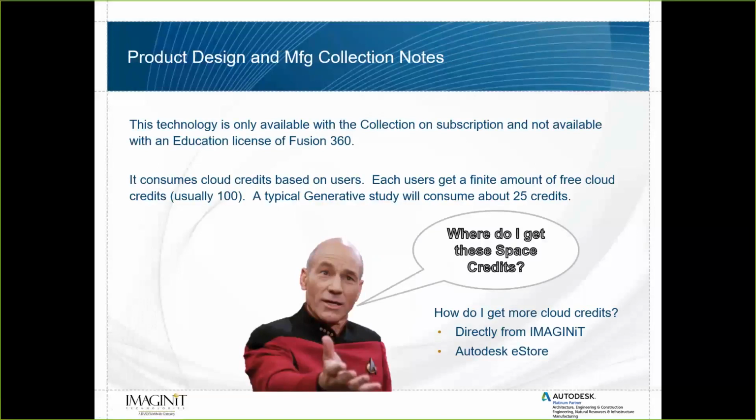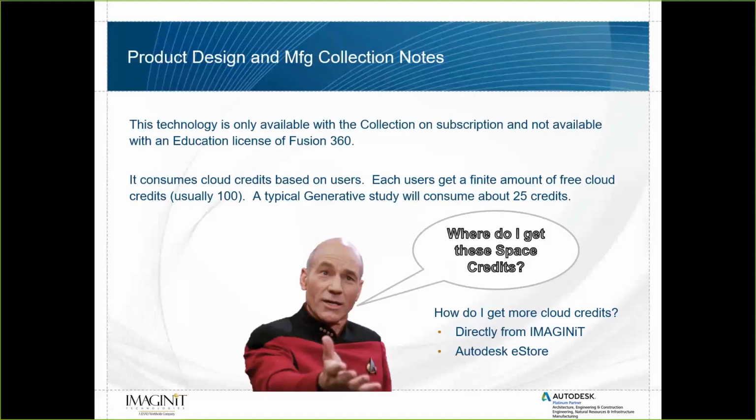It does consume your cloud credits based on users. So each user will get a finite amount of free cloud credits, usually about 100. And as you can see, my generative study there took about 25 credits, so you should definitely maybe pass that around to different people in your group. Let's say you have 10 licenses, you get 10 users that have 100 credits each. So make sure you use those correctly and efficiently.